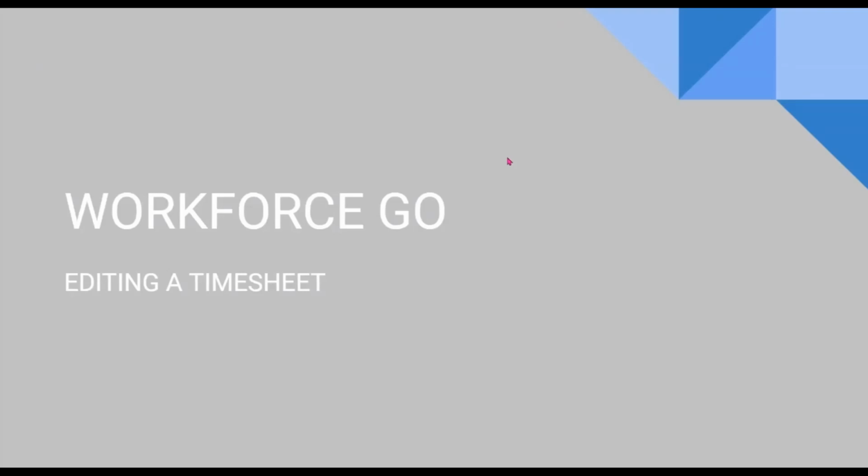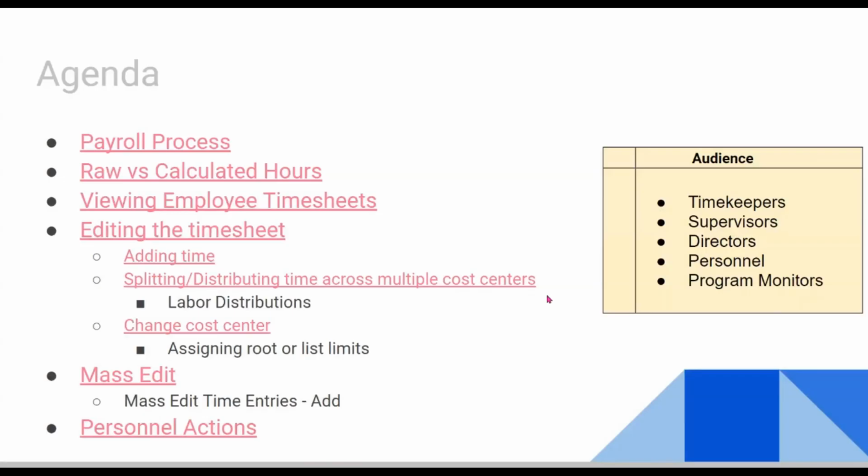All right, good morning. Let's get started with Workforce Go and editing timesheets. So for today's agenda, we'll be going through the payroll process, the difference between raw and calculated hours, viewing employee timesheets, editing the timesheets, including a couple of different ways how that can happen or why it would happen, mass editing timesheets, and then lastly, we'll go through personnel actions as it concerns our timesheets.